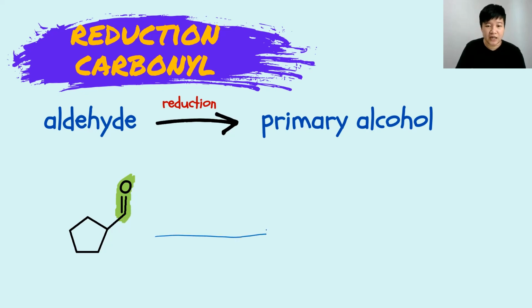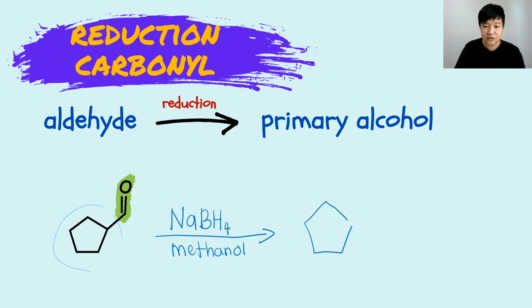And when I undergo reduction, let's try with another reducing agent, NaBH4, sodium borohydride, in the presence of methanol. And the same story, guys, the group that doesn't change shall remain unchanged. So this is the group that doesn't change. This is the carbon that is holding the double bond O. So what happened to the carbon that is holding the double bond O? The double bond O will become a single bond OH, and the carbon will have a new bond to hydrogen.